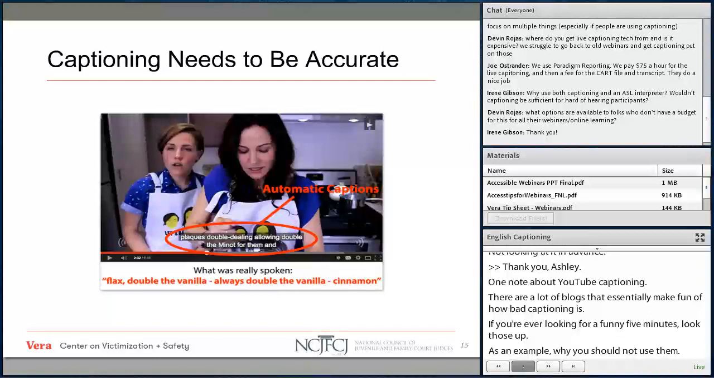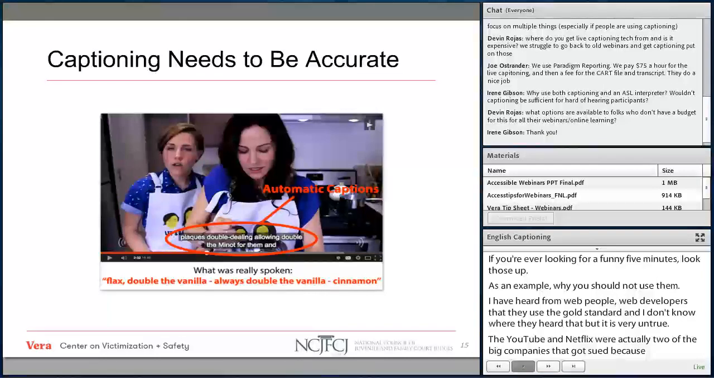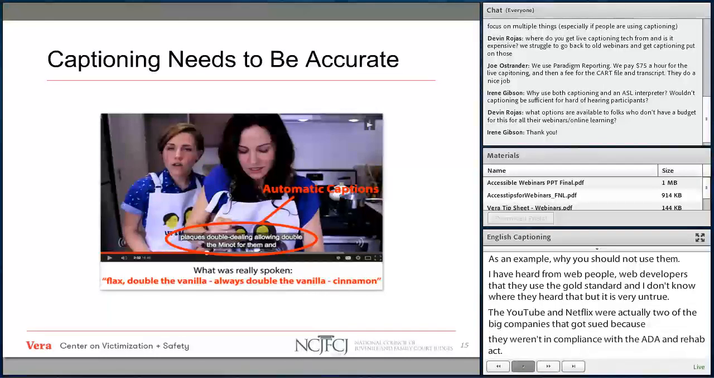YouTube and Netflix were actually two of the big companies that got sued because they weren't in compliance with the ADA and the Rehab Act. And so, again, it's not just for people who may receive federal funding. If you are deemed a public forum, then this is something that you need to have on your website on any videos.